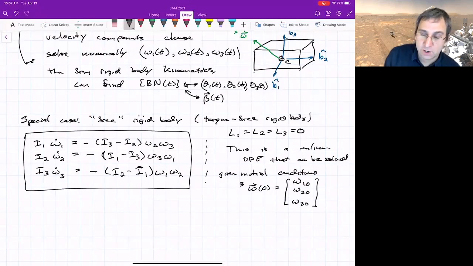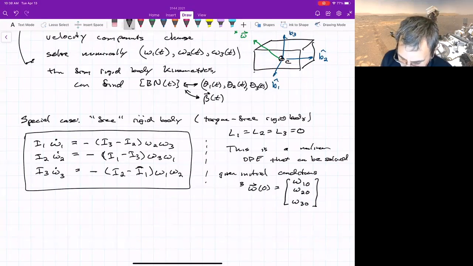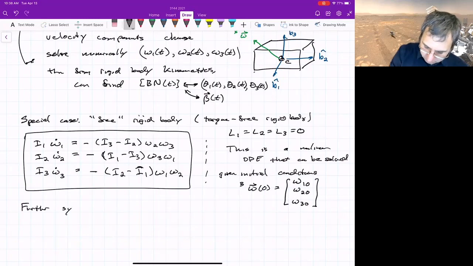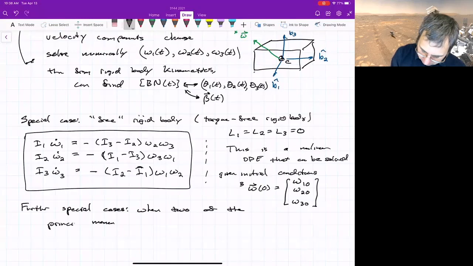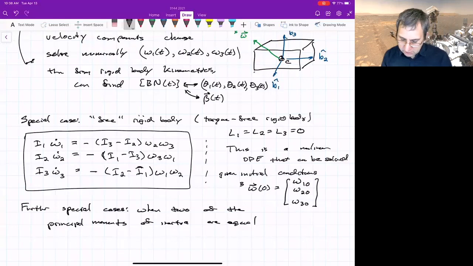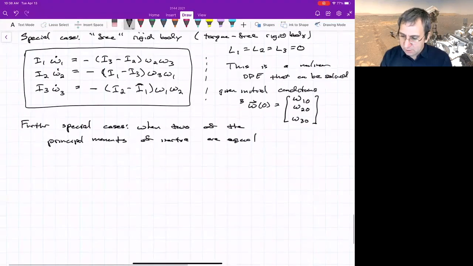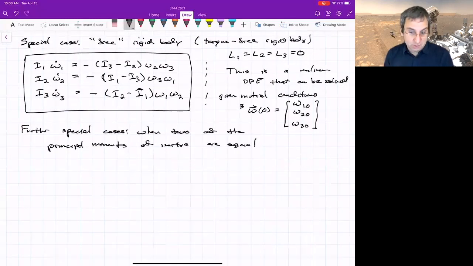Typically, what we want to do first is look at special cases. So say, what's a special case? If you stare at these ODEs, a special case would be if 2 of the moments of inertia are equal. So these are further special cases. And 2 of the moments, these are principal moments, are equal. Because if 2 of them are equal, then one of these coefficients is going to be 0. So it's commonly taken that I1 is equal to I2, and then we let I3 be the one that's different.